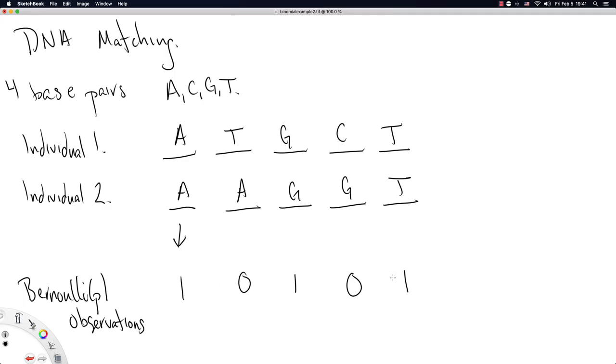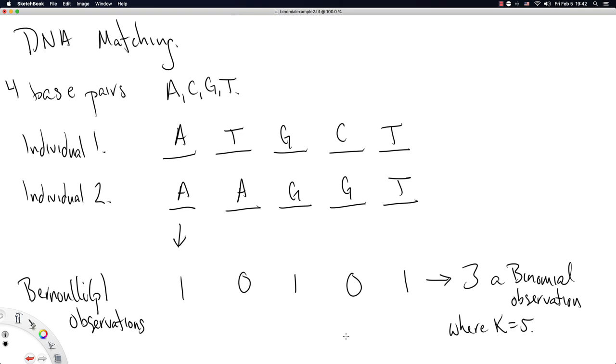So this sequence of Bernoulli observations fits pretty well the definition of a binomial. If you take these 5 and you sum them up, you get out 3. A binomial observation where capital K is equal to 5. So of the 5 base pairs, it turns out that individual 1 and 2 here match at 3 of the 5 sites.